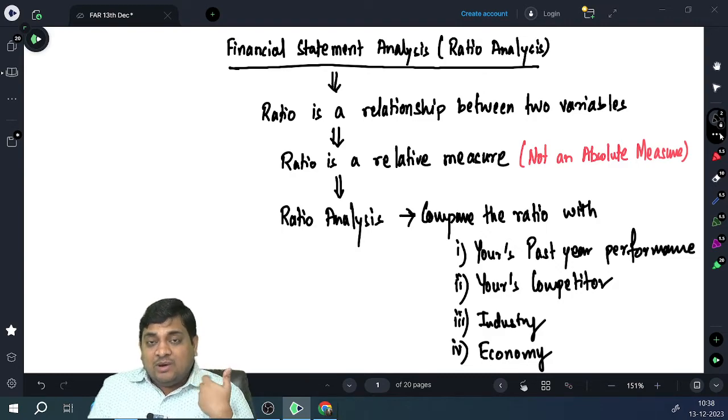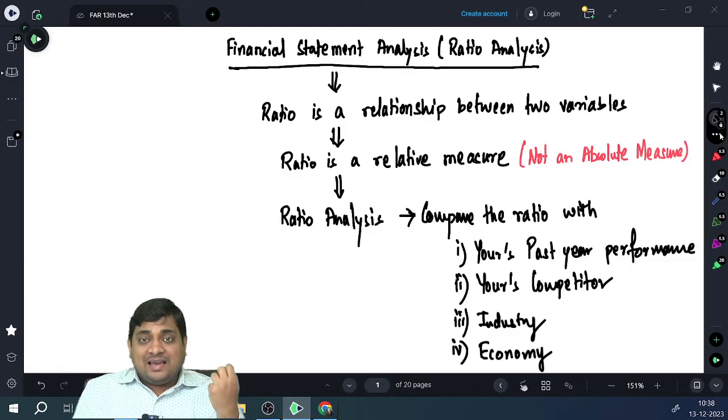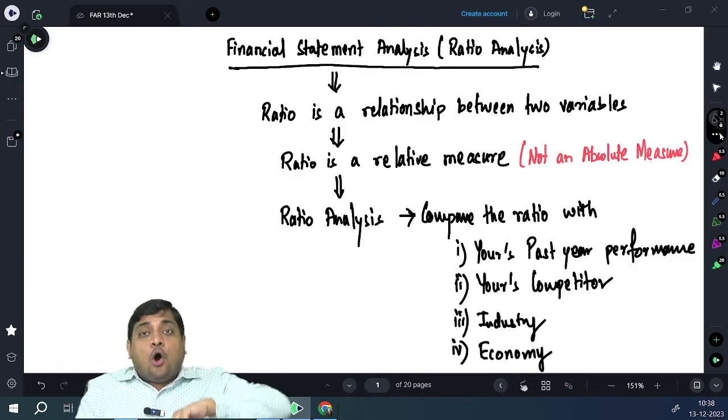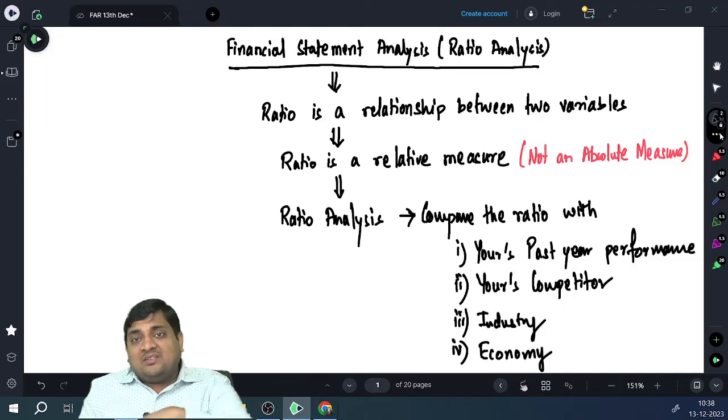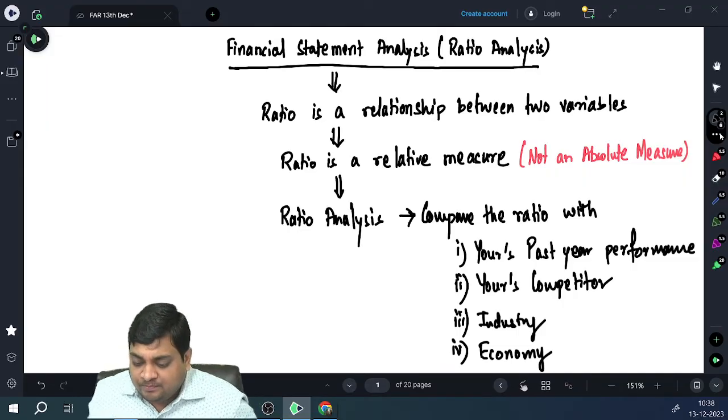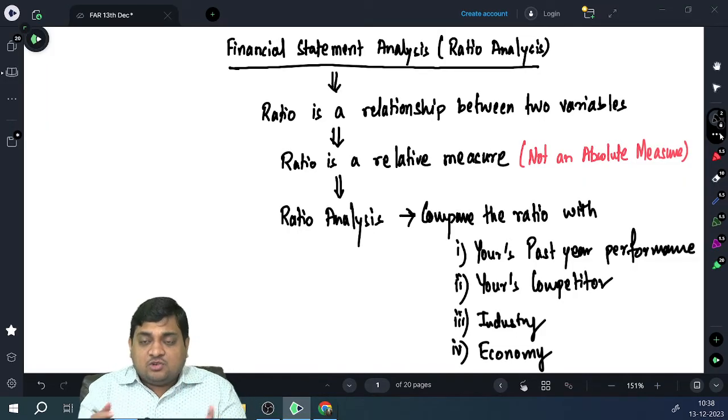Further, you need to analyze these ratios. When you analyze the ratio, you need to compare it with your previous year ratios, or with your competitor ratios, or with industry average, or with the economy, right? So this is what a ratio is all about.